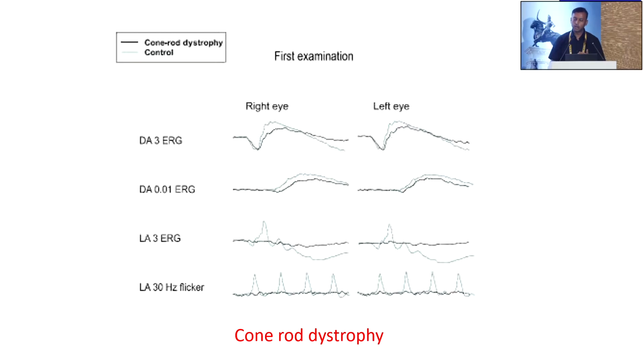And why do we call this cone rod? You see, the cone waveforms are totally flat. But here the rod waveforms have certain potentials. So this is a predominantly cone dystrophy, which is secondarily impacting the rod photoreceptors also. This is a cone rod dystrophy. In rod cone dystrophy, this will be opposite. It will be exactly opposite.